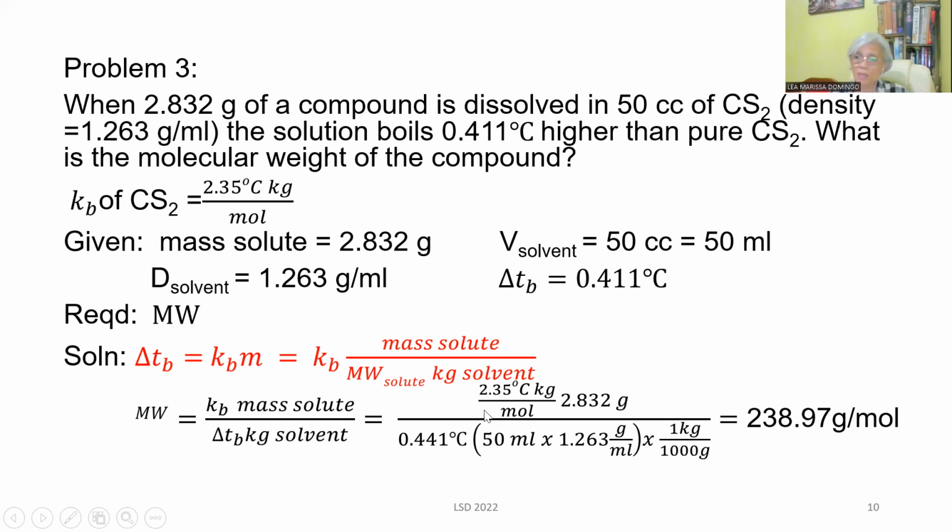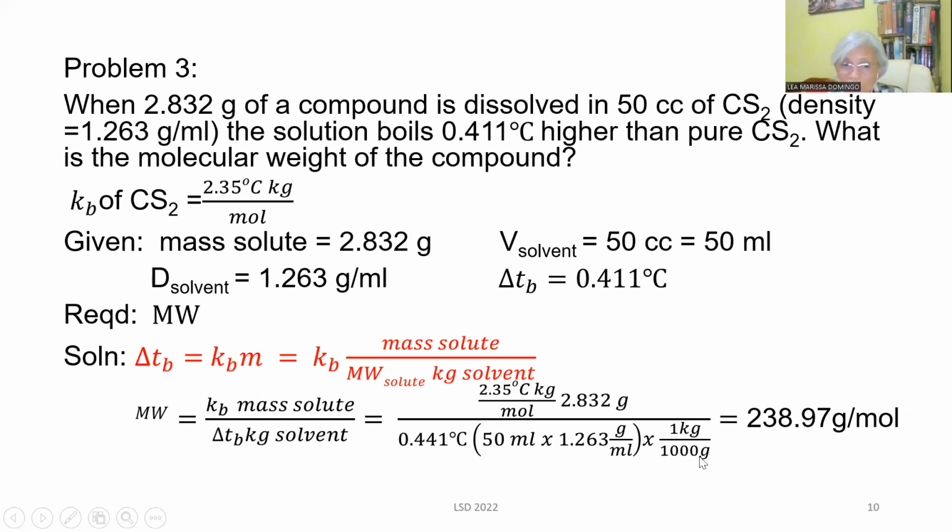Then substituting, we have K sub B is 2.35 degrees Celsius kilogram per mole. The mass of solute is 2.832 grams. So delta T sub B is 0.411 degrees Celsius. The mass of solvent in kilograms. So ito yung mass, at paano natin nakuha? Minultiply natin yung volume sa density. So 50 ml times 1.263 gram per ml. ml divides itself. So the unit is grams. Times 1 kilogram per 1,000 grams.